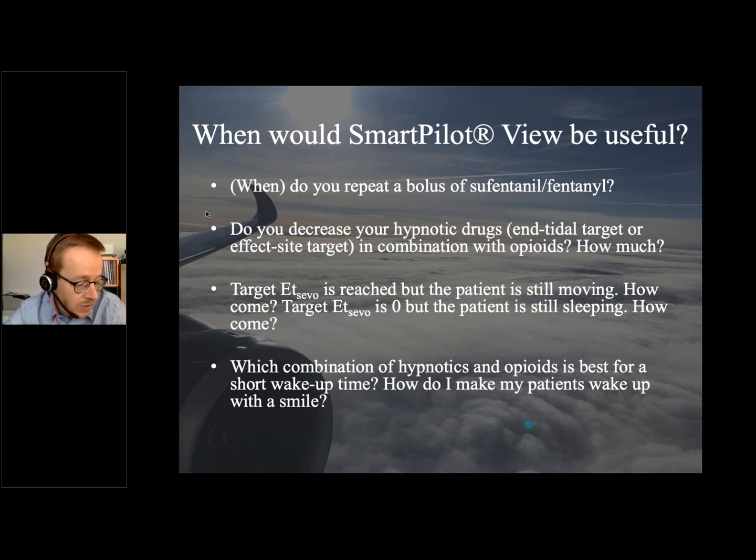It could also help us explain why, at the end of the operation, we have switched to a high fresh gas flow, our targeted inhaled anesthetic concentration is 0 or close to 0, but the patient is still sleeping. And it could help us in choosing a combination of hypnotics and opioids that is best for a short wake-up time and for patients waking up with a smile.